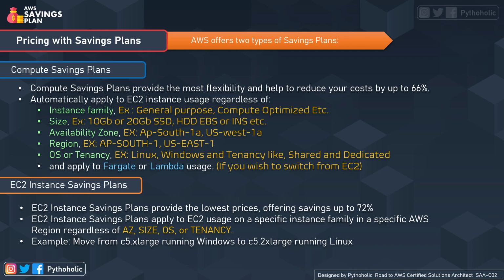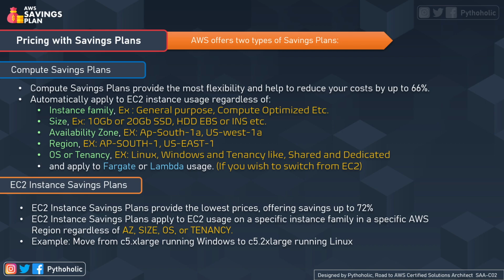And the next one is the EC2 instance savings plan. So just like compute savings plan, here also we get a lot of saving opportunities, and it provides the lowest prices and offers savings up to 72%. That's a huge saving, isn't it? But the most important thing to understand here is that EC2 instance savings plans apply to EC2 usage on a specific instance family in a specific AWS region, regardless of availability zone or size or OS or tenancy. So I hope you got the difference here.